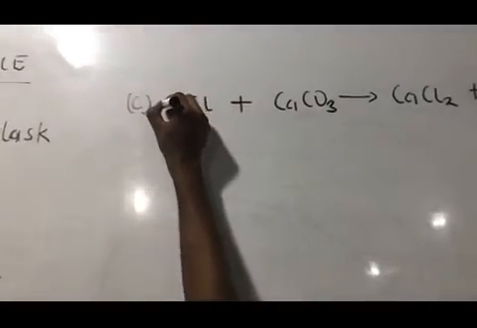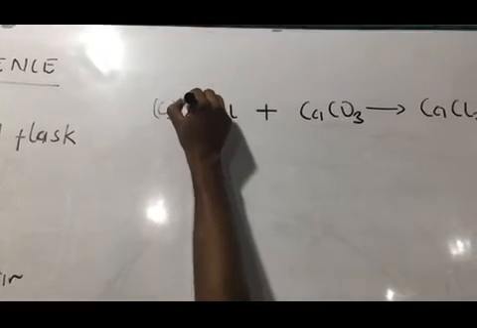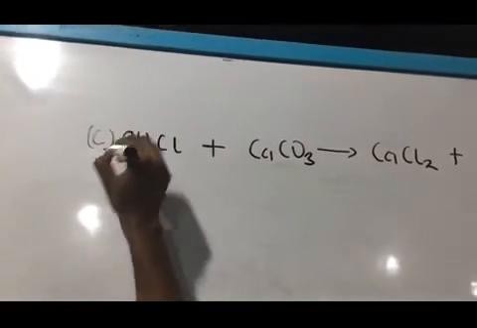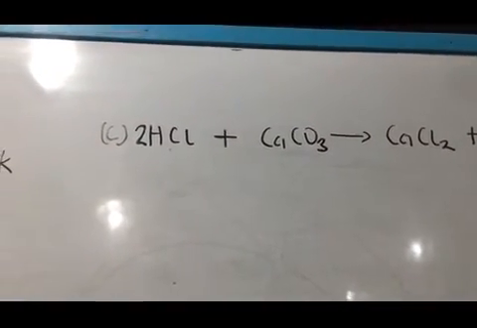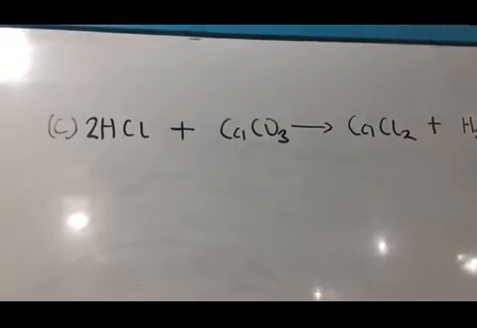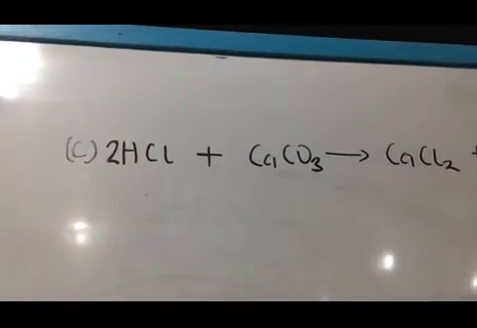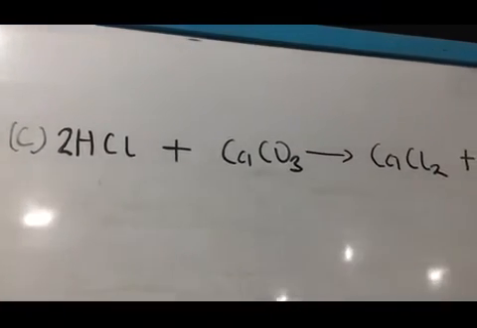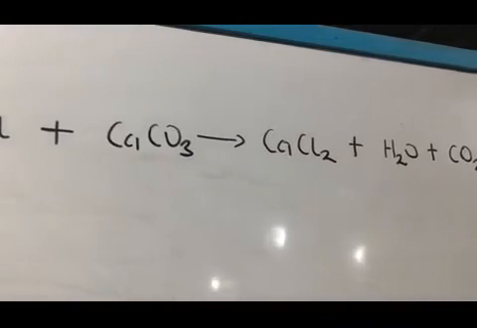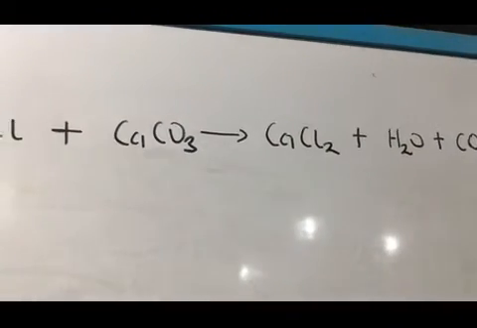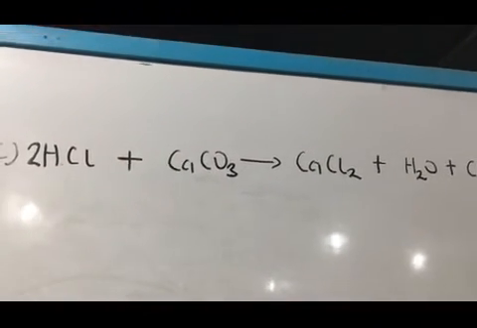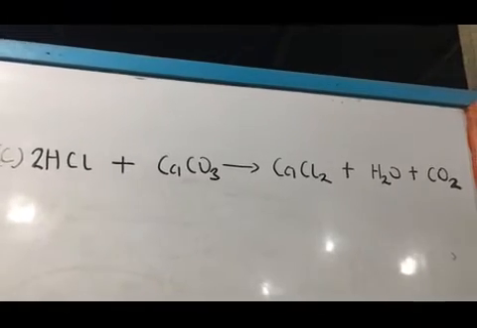In balancing, you put 2. I expect all of you to be able to write down this balanced equation without any problems, because we looked at this in theory work: how to write down products when reactants are given and how to balance the equation.